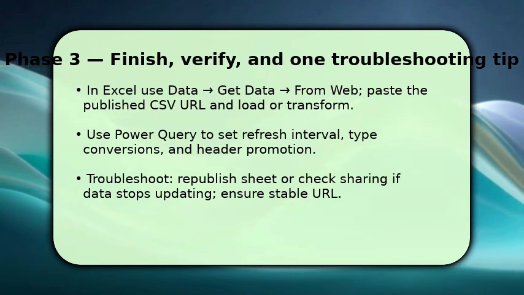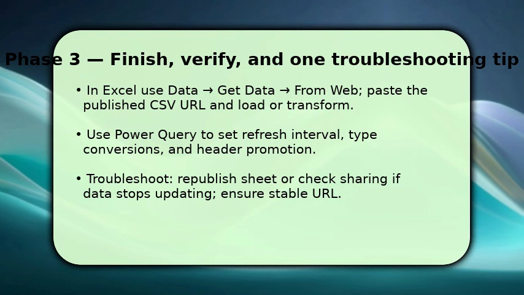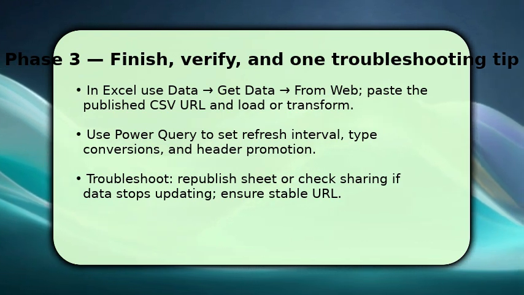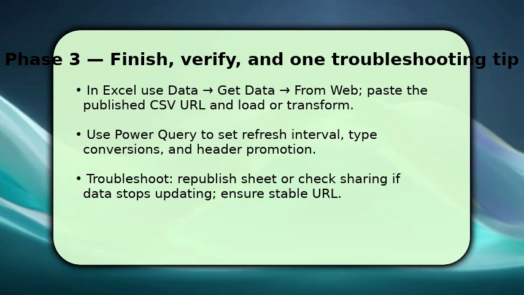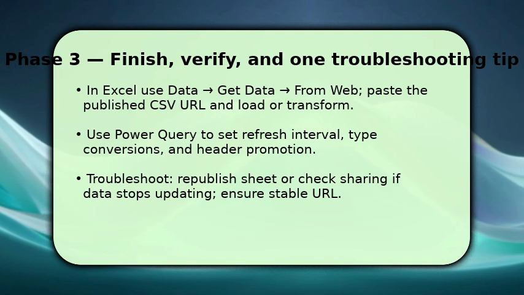automatically. If data stops updating, republish the sheet and confirm sharing settings. Also verify the CSV URL hasn't changed. Republishing or fixing permissions resolves most issues.